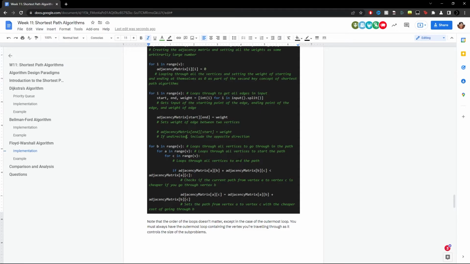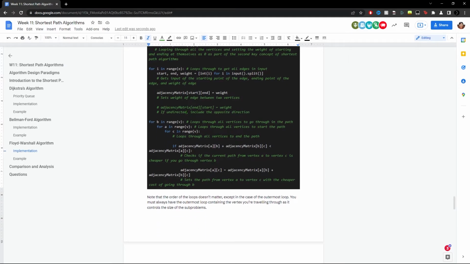All right. Now we loop through all the vertices to go through in the path, and then we loop through the vertices that we start from, and then the vertices that we end from. All right. Now we just compare. Is taking the path through this random vertex in between going to be cheaper than the currently known path? So we check from A to B, then B to C. Is this cheaper than just going from A to C directly that we currently know of? And if so, then we set A to C equal to AB plus BC. All right, and that's going to be setting the cheapest path.